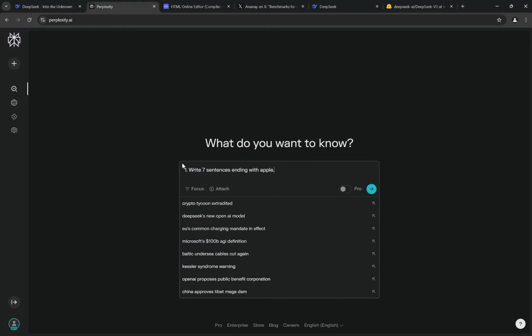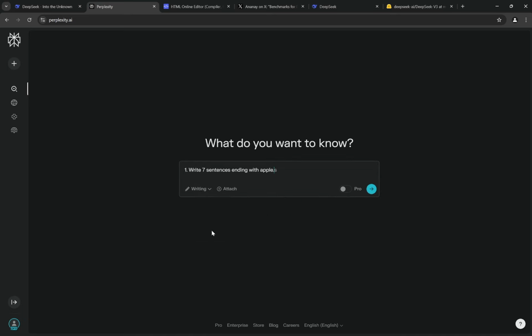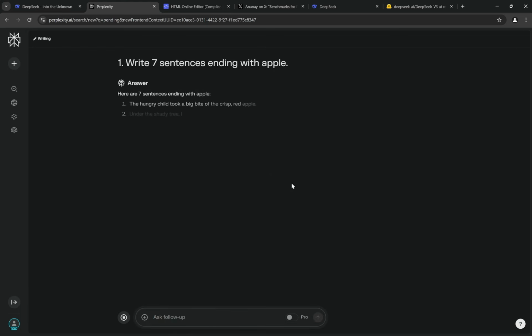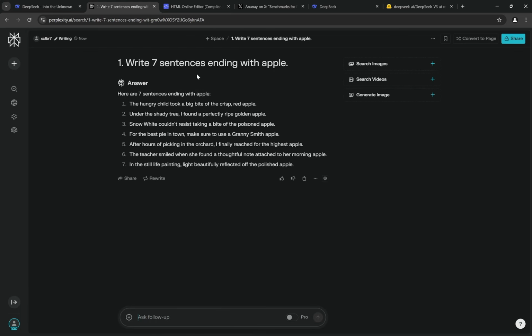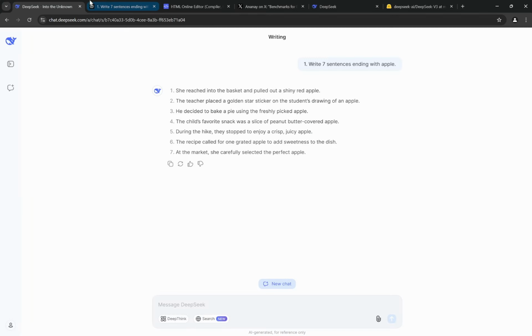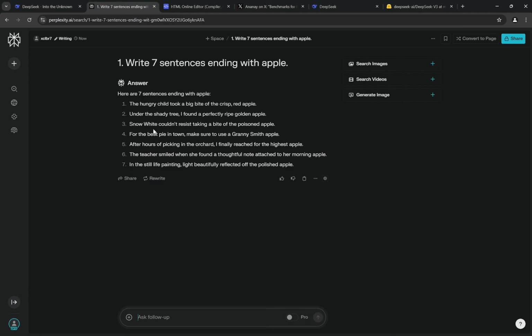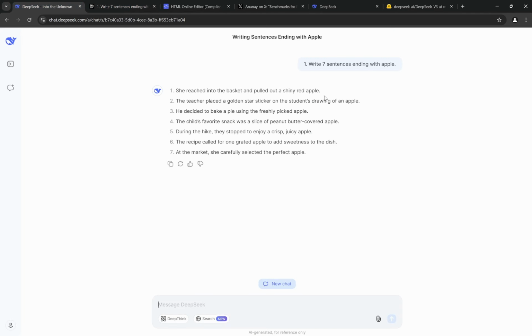I'll give this to perplexity. Now I'll set it to writing mode, so I do not want it to go through the web. And let's see. So 7 sentences, all of them are actually ending with apple. This is Claude Sonnet 3.5 that I am using currently. Here you can see, okay, so one of the sentences did not end with apple. The recipe called for 1 grated apple to add sweetness to the dish.